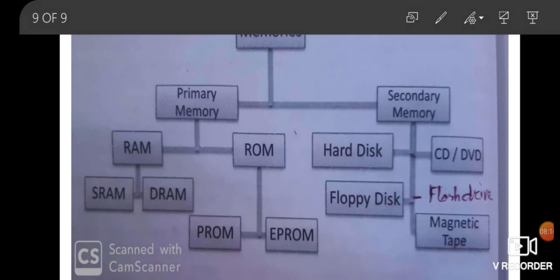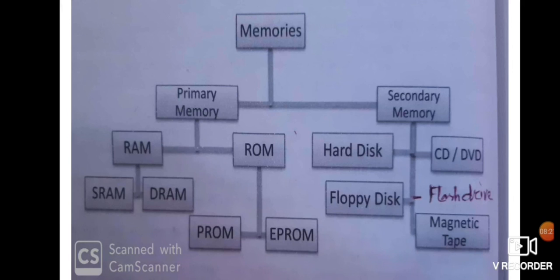So students, this is it for today's topic of memory, its units, and its different classifications.